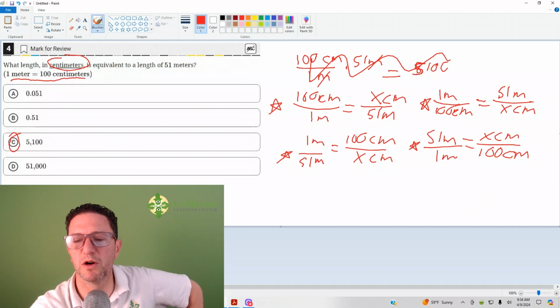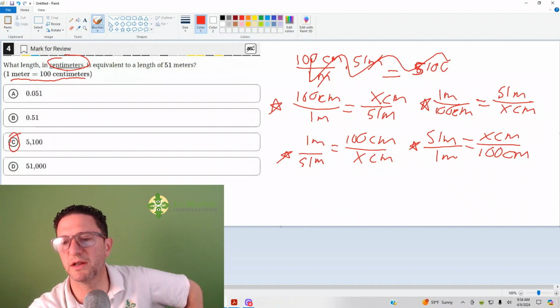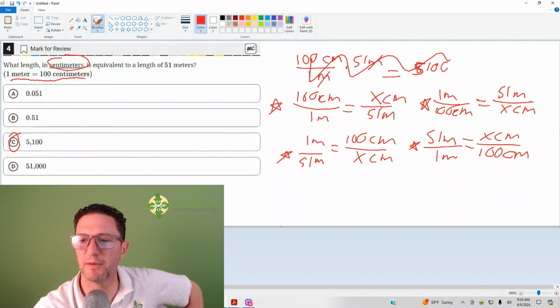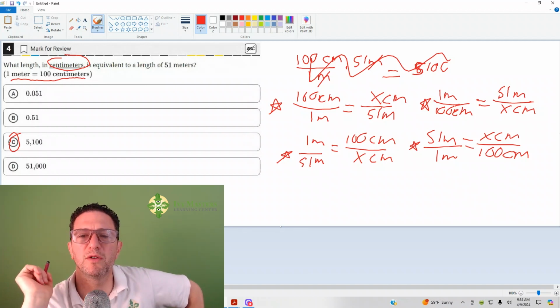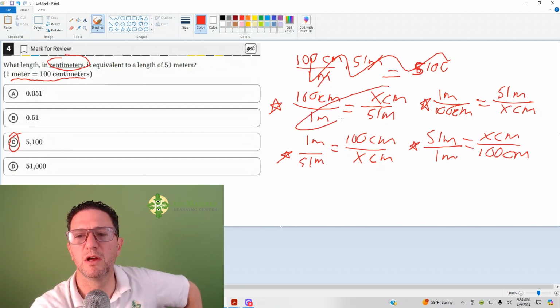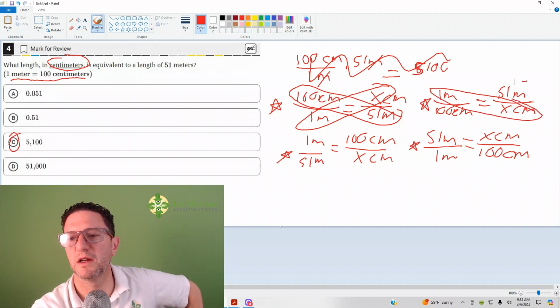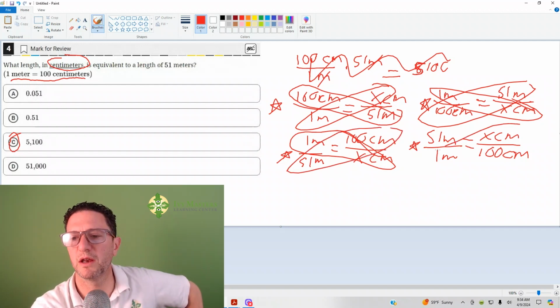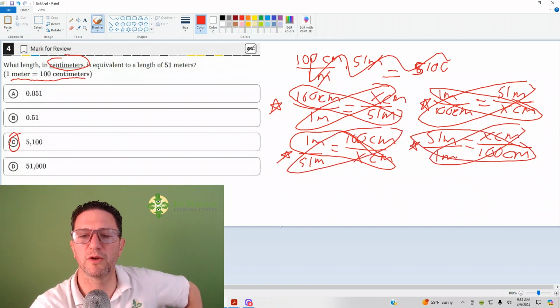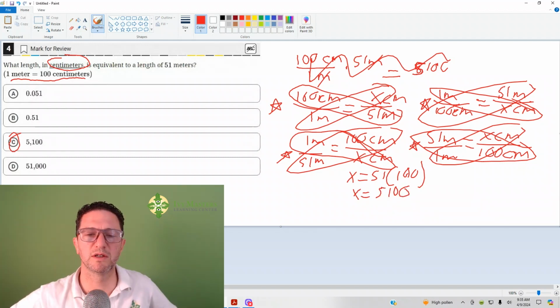And then this last one, left is meters, right is centimeters. Tops have a relationship, 51 meters equals how many centimeters? Bottoms have a relationship, 1 meter equals 100 centimeters. Notice in every one of these cases, when you cross multiply and set equal, you get X equals 51 times 100. So once again, X equals 5100, which is the answer we got before.